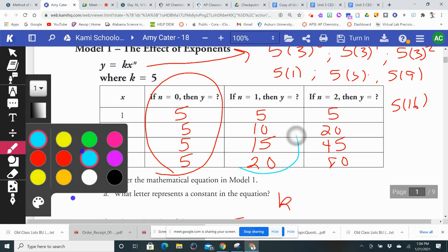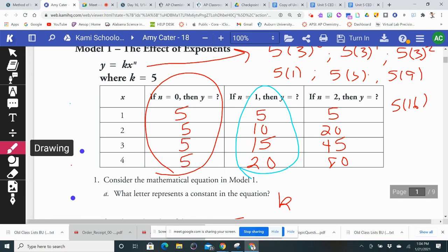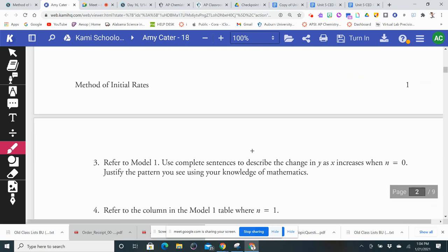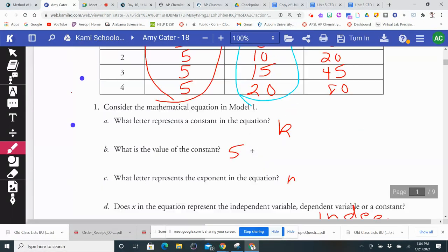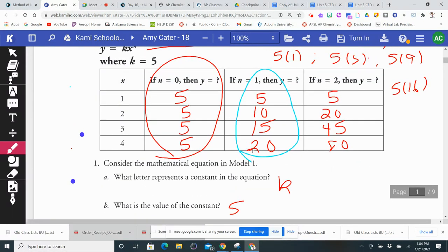So now we're looking here, the second column. What happens to the y when x gets doubled? What happens to y when x gets doubled? Increases by 5. When you go from 1 to 2, that's doubling, right? So what happened to y? It doubled.